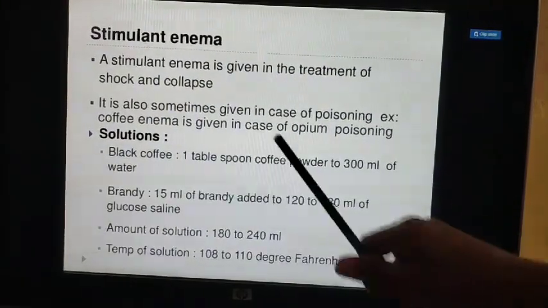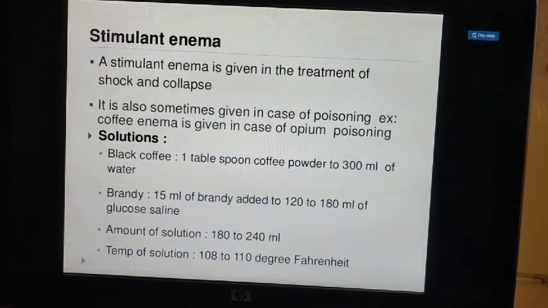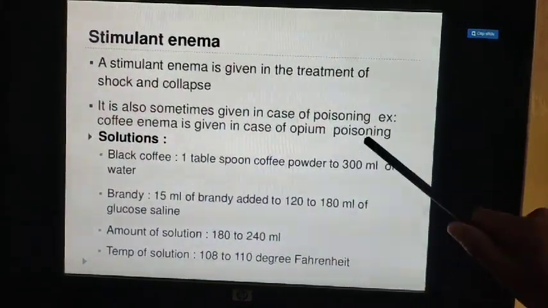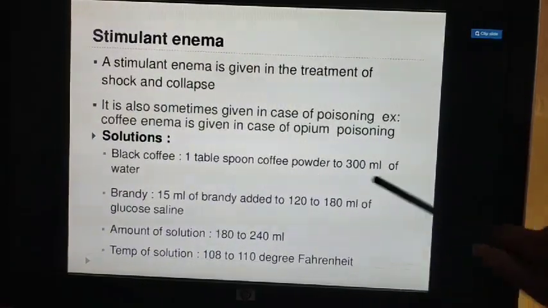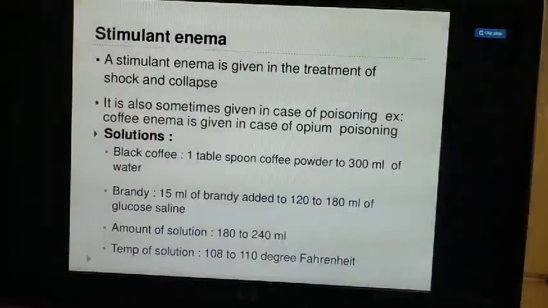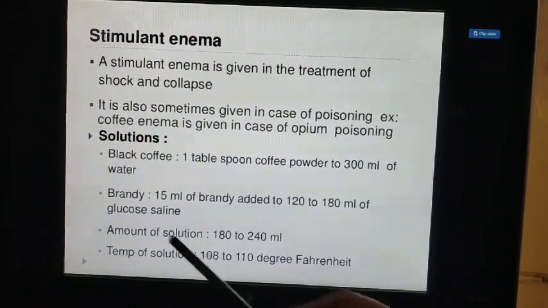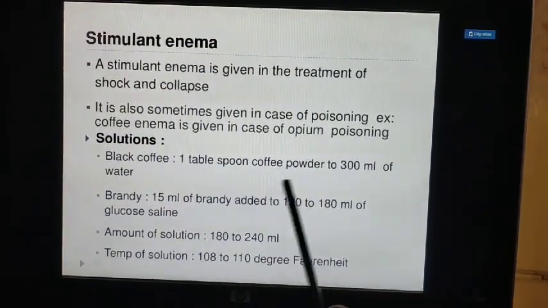Okay, it is also sometimes given in the case of poisoning. For example, a coffee enema is given in the case of opium poisoning. In the case of opium poisoning, we have to introduce this coffee enema. Clear? So we can say the black coffee enema and the brandy enema.